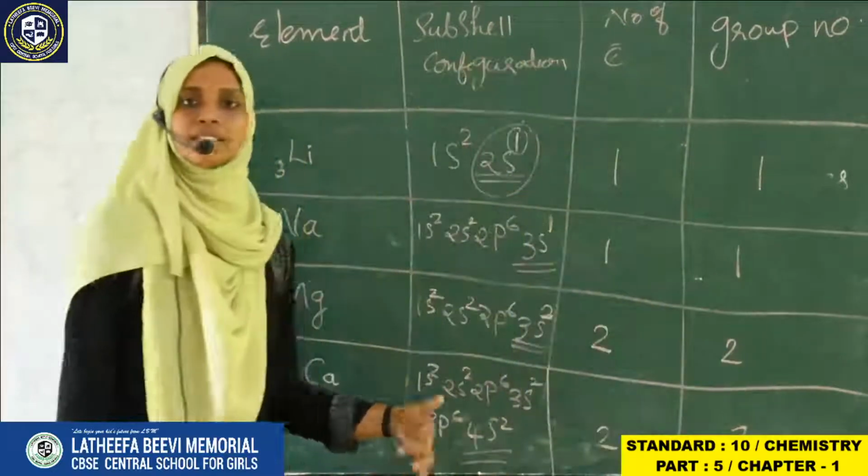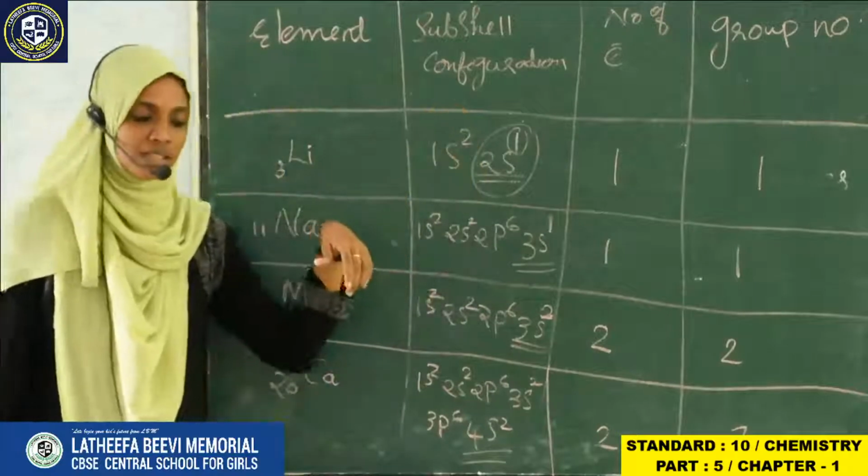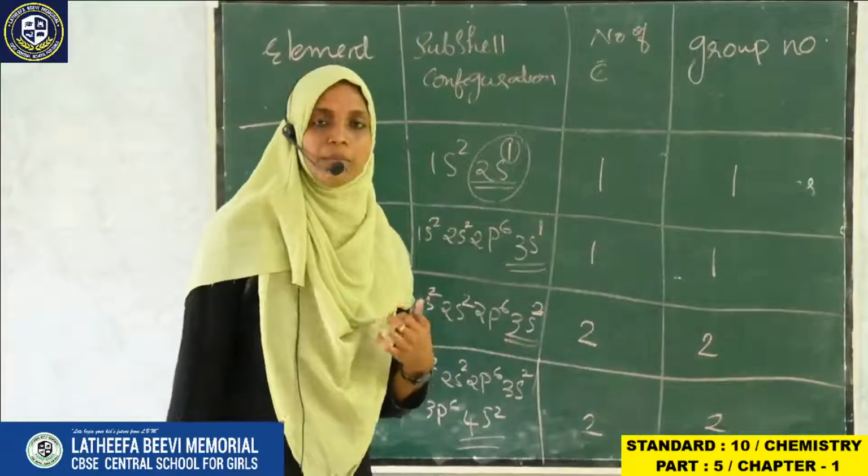So what inference can you formulate from this table? For S block elements, the number of electrons in the outermost subshell will be the group number.